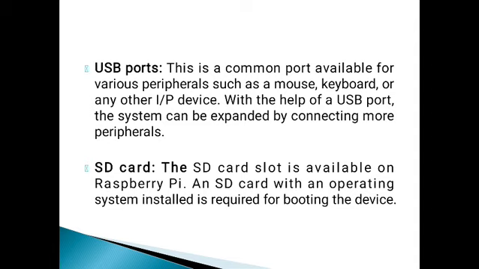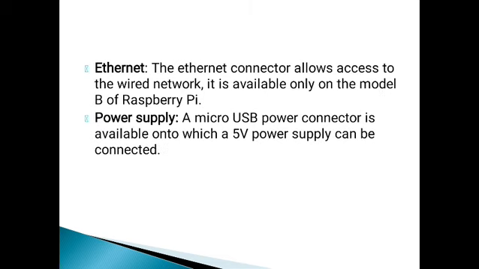SD card slot is available for Raspberry Pi, and an SD card with an operating system installed is required for booting the device. Ethernet: the Ethernet connector allows access to the wired network. It is available only on the model B of Raspberry Pi. Power supply: a micro USB power connector is available onto which a 5 volt power supply can be connected.